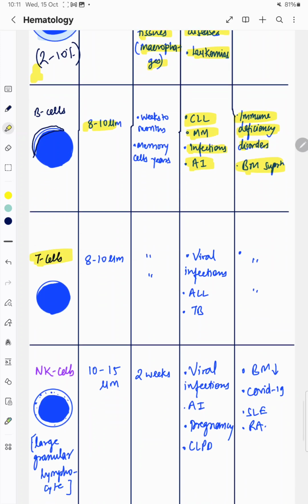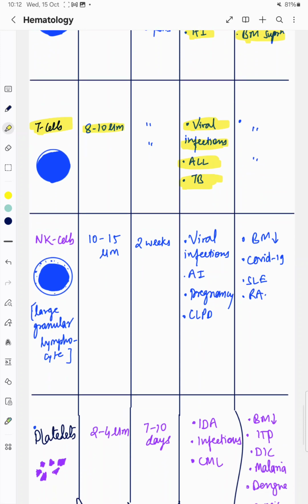T lymphocytes: T stands for thymus and B stands for the bone marrow. So T lymphocyte size is the same as the B lymphocyte, 8 to 10 micron, and lifespan is also the same. T lymphocytes increase in viral infection, acute lymphocytic leukemia, tuberculosis. We will discuss in immunity that there are many types of T lymphocyte, like T helper, cytotoxic T cells, memory T cells. We will discuss in detail in immunity.